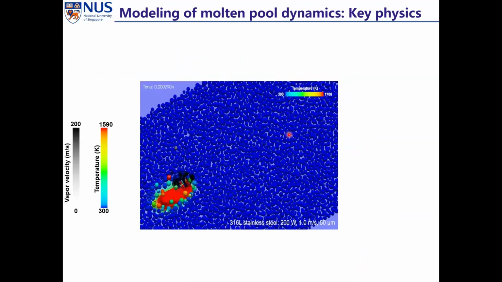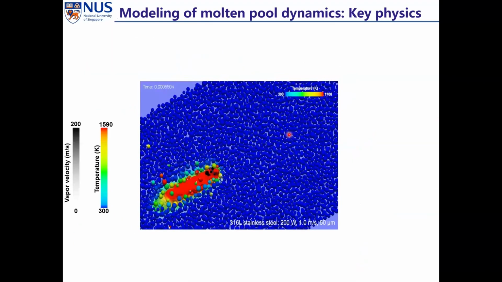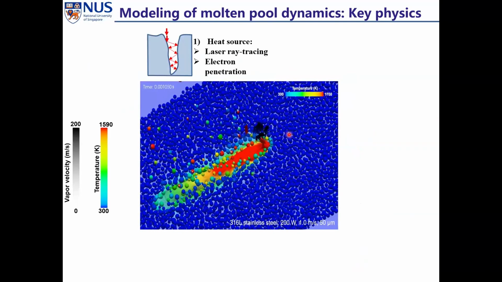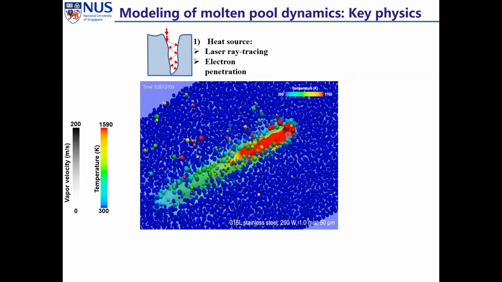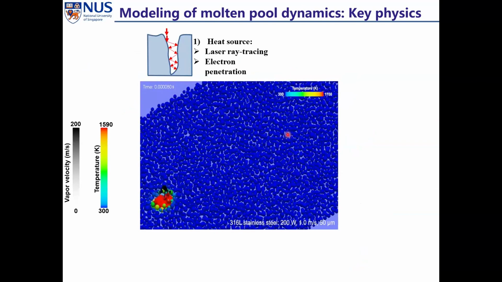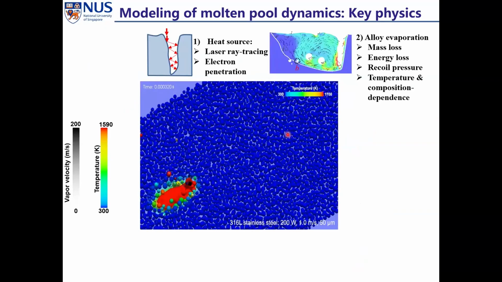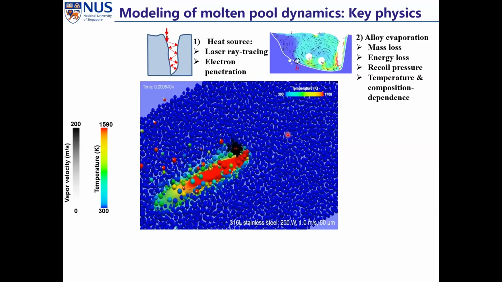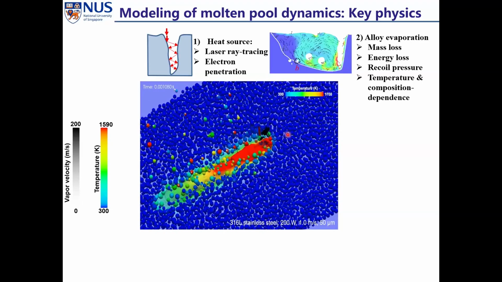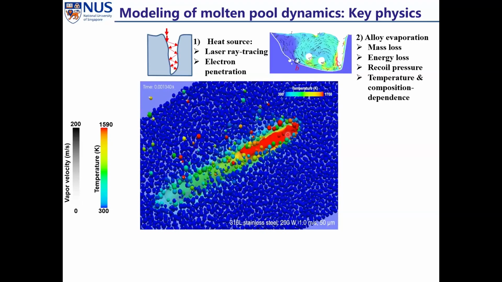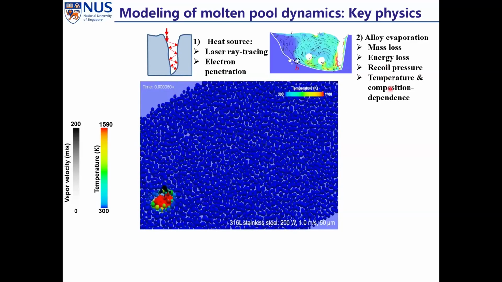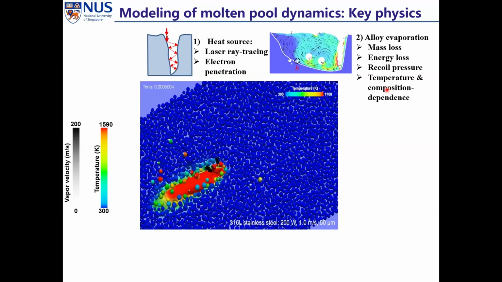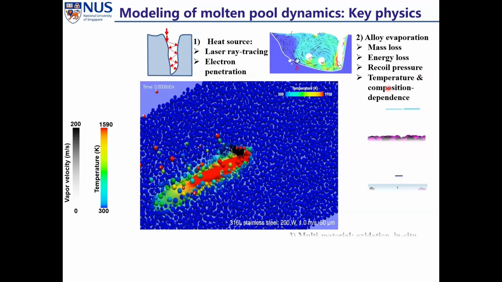The melting process is very complex. The key physics include, one, the heat source model. For laser, we usually use a ray tracing model. And for electron beam, it's a penetration model. So it's different physics. Secondly, is alloy evaporation. It will induce mass loss, energy loss, and recoil pressure. But more complex is that the temperature and composition will determine the local alloy evaporation rate.